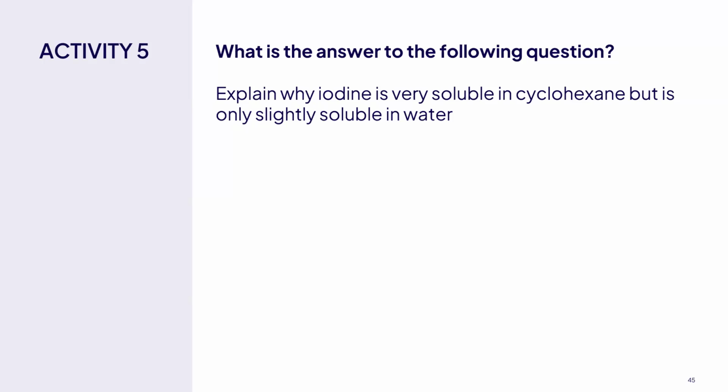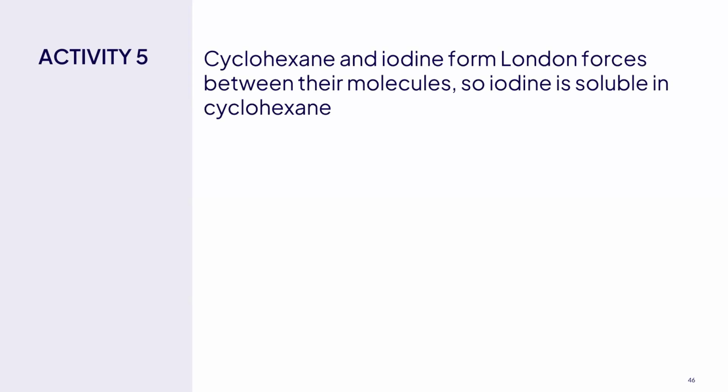They should be aware that iodine has only London forces available because it's a non-polar molecule. Cyclohexane is also non-polar, and therefore London forces. So I'd be hoping that they would be talking about the fact that cyclohexane and iodine form London forces between their molecules, so iodine is soluble in cyclohexane.